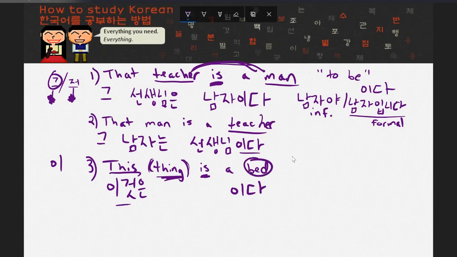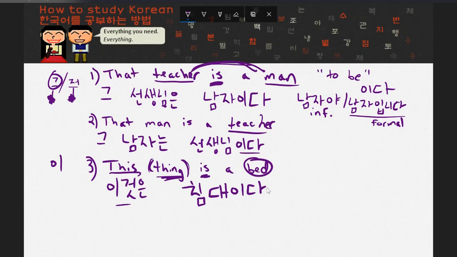And the word for bed in Korean is 침대. So 침대 looks like this. And that would read that this thing, or simply just this, is a bed. And this sentence would read 이것은 침대이다.